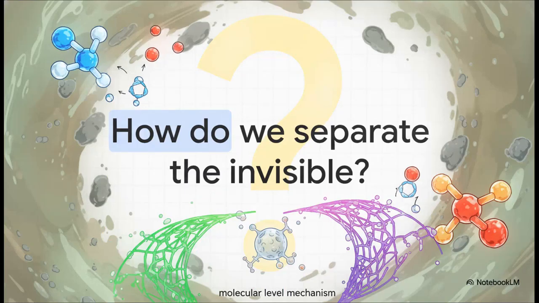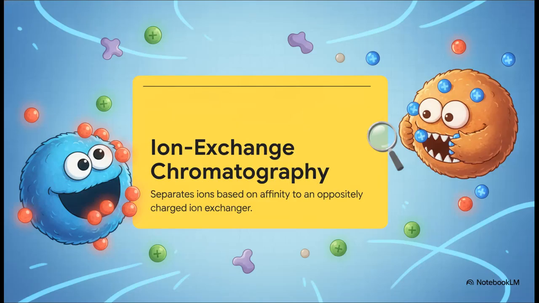So you might be wondering, how do we actually separate the invisible? I mean, this is the ultimate challenge, right? How do you isolate specific, microscopic ions, say a life-saving protein or maybe a crucial trace metal, when they're just swimming around in this complex, messy soup of impurities? Well, you need a mechanism that operates way down on the molecular level, relying entirely on the fundamental laws of physics and chemistry. And the answer to that? It's ion exchange chromatography, or IEX for short.